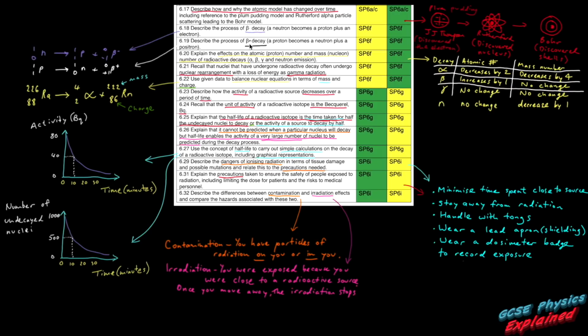Describe the process of beta plus decay. So that's when a proton becomes a neutron plus a positron. So this is the proton splitting up this time into a neutron and beta plus.